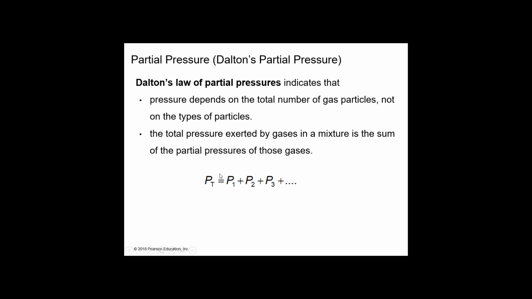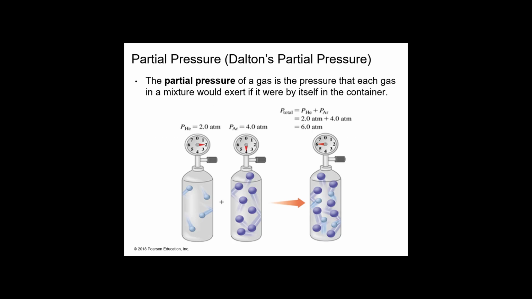This is also called Dalton's partial pressure, though your book doesn't refer to it as such. It indicates that pressure depends on the total number of gas particles, not on the type of particles. The total pressure exerted by the gases is a sum of them. So if we were to take the atmospheric gases, we would take them as partial pressures and add them up together until we get to the total pressure of all the gases together.